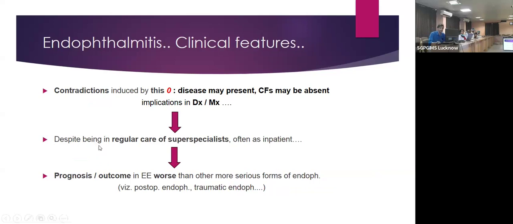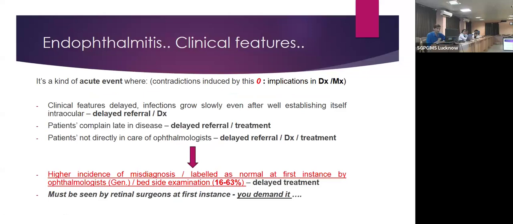These hematological patients, despite being under regular care of a super specialist, often as inpatients, the prognosis and outcome of endogenous endophthalmitis is much worse than other serious forms of endophthalmitis, that is post-op and traumatic. The worst prognosis is in endogenous endophthalmitis, and the reason is that the disease presents in a very different way, and diagnosis is very difficult. How is it difficult? Just see.